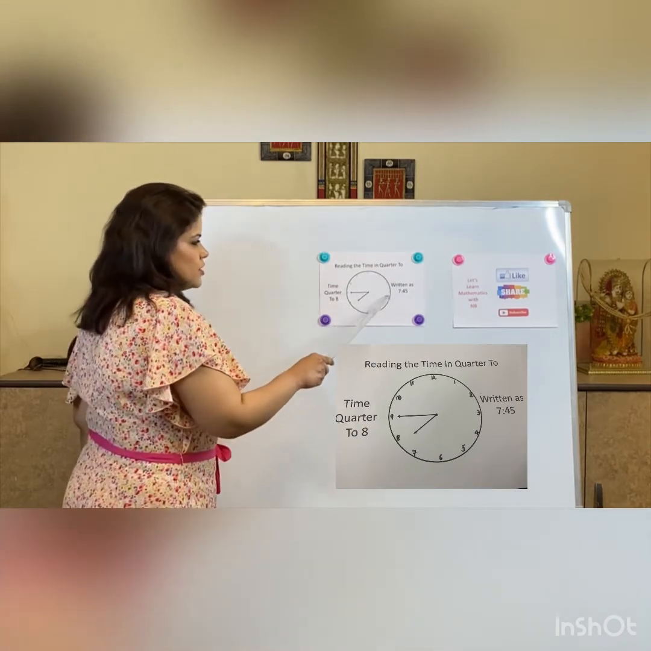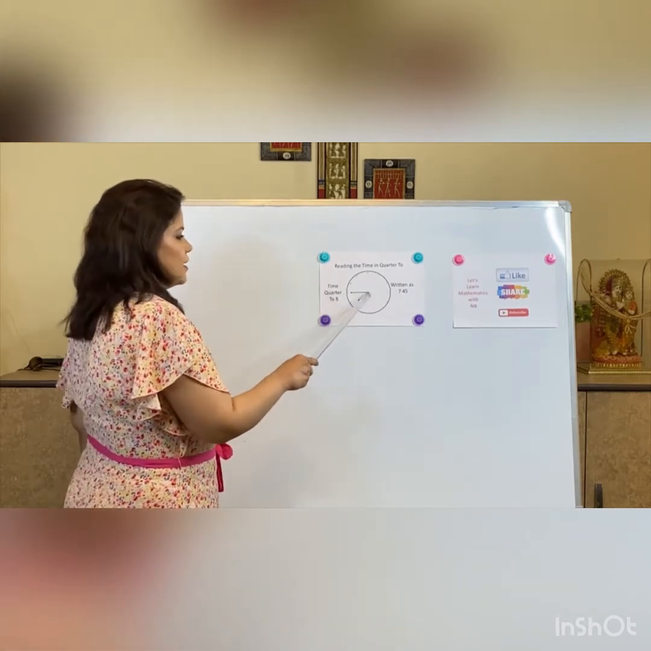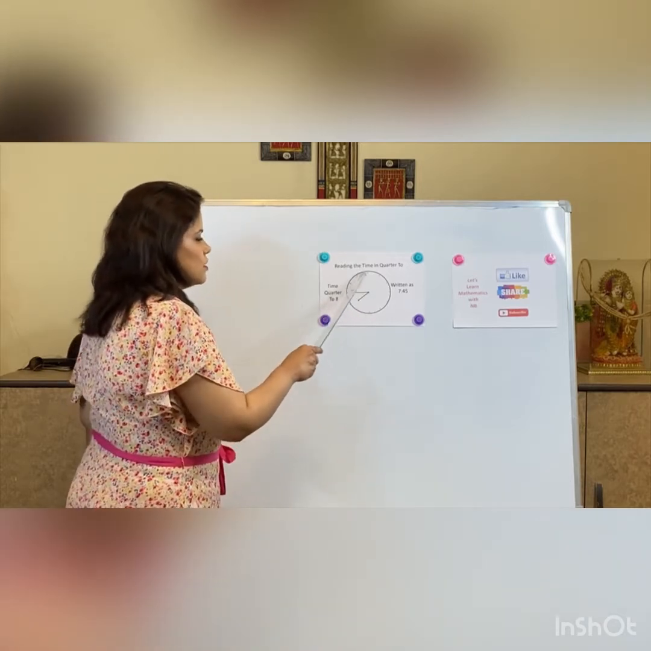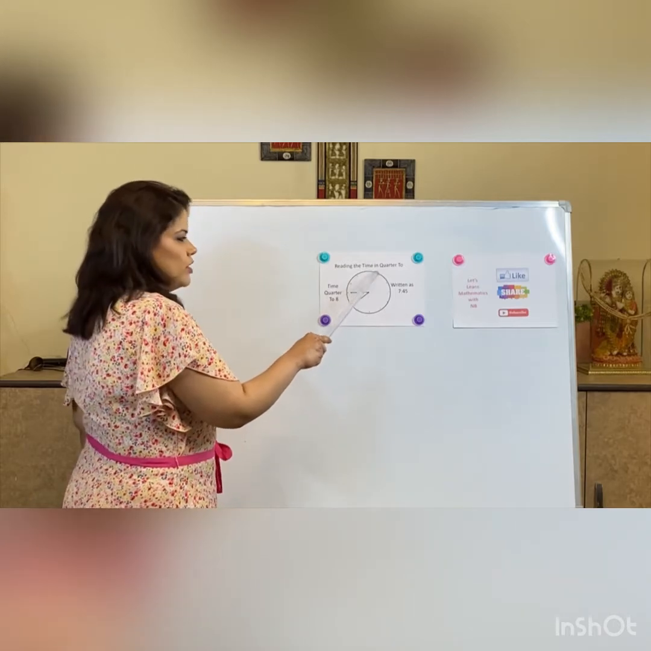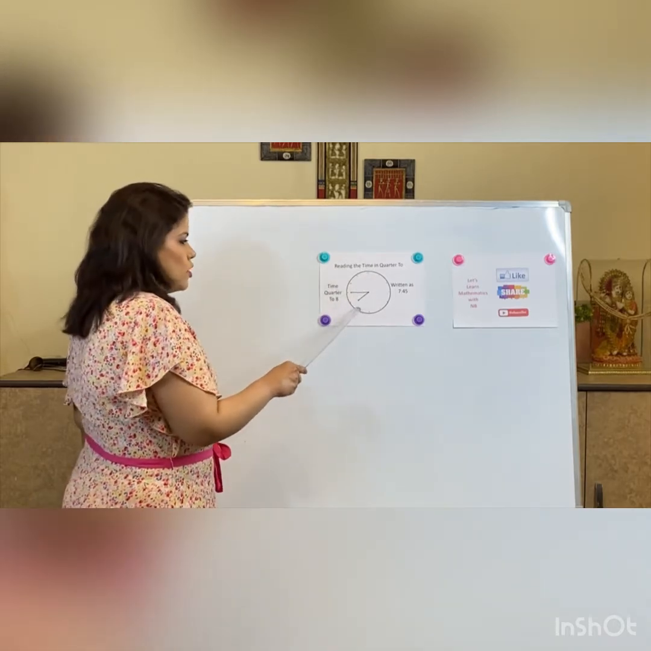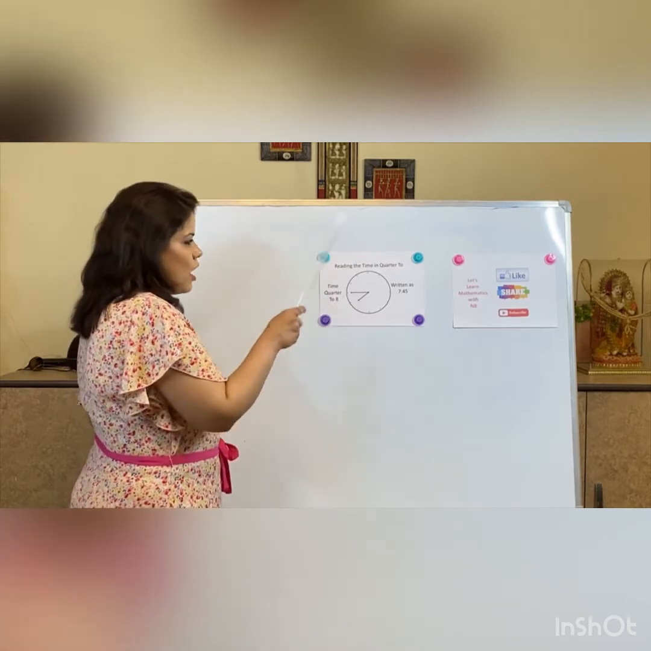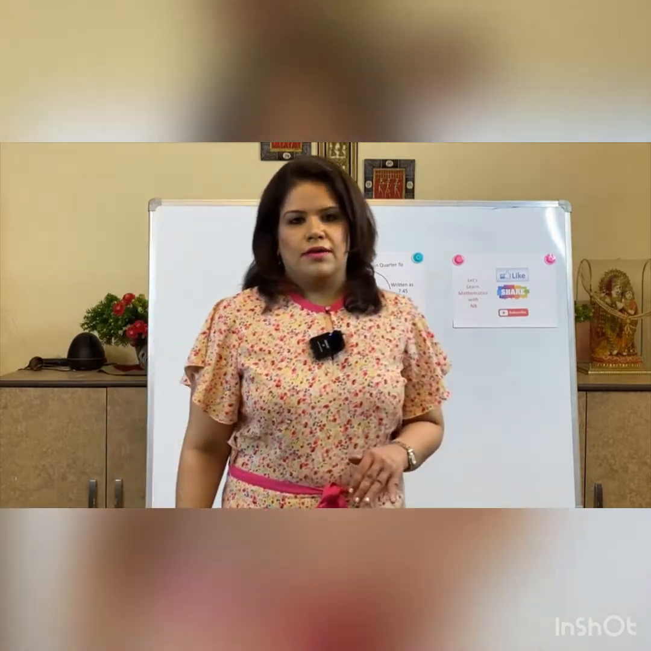Now this is the first quarter from 3 to 6, another quarter 6 to 9, the third quarter, and this is the last quarter. After this, the minute hand will complete one round, which is 1 hour. So from 7, the hour hand will go towards 8, and after this last quarter, we will get the o'clock time.